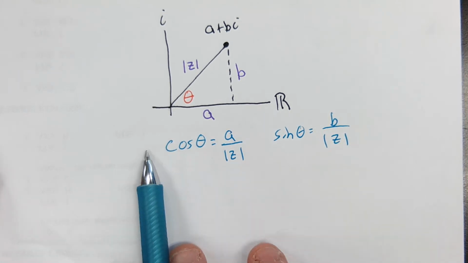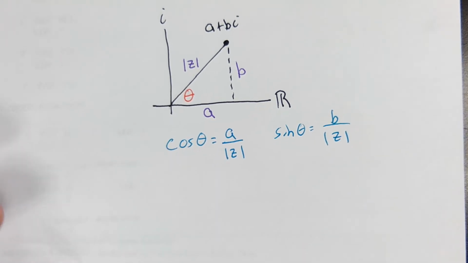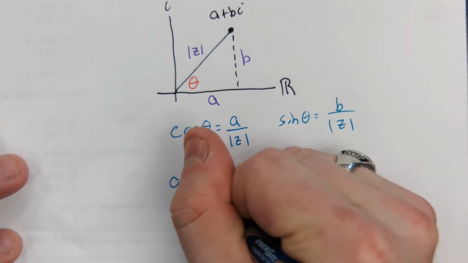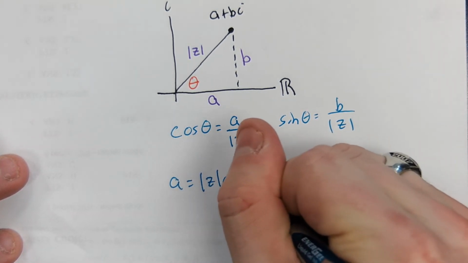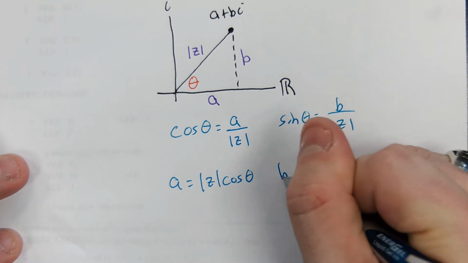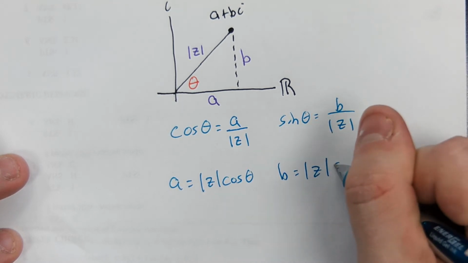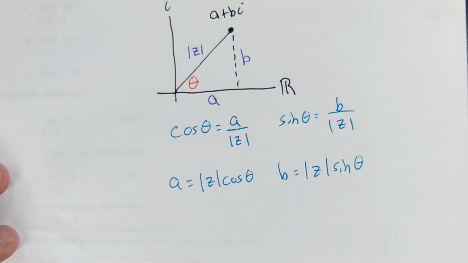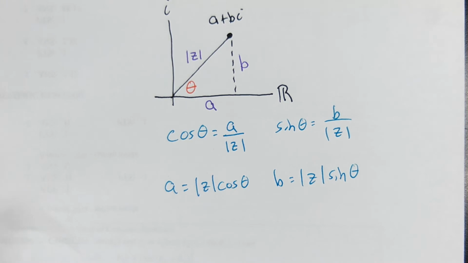Anyway, you can multiply both these sides by mod z, and you would get that a is mod z cosine theta, b is mod z sine theta, and we have now used the polar coordinates and number system for complex numbers. But it's not new math. It's not.